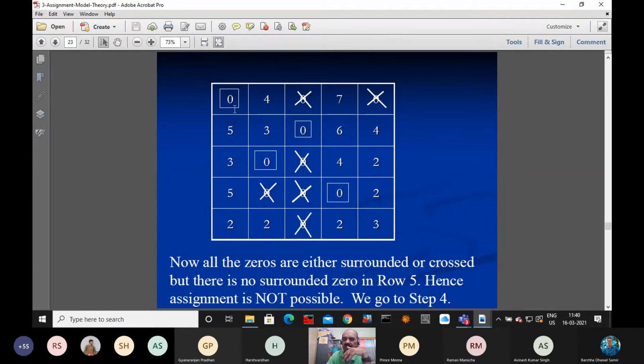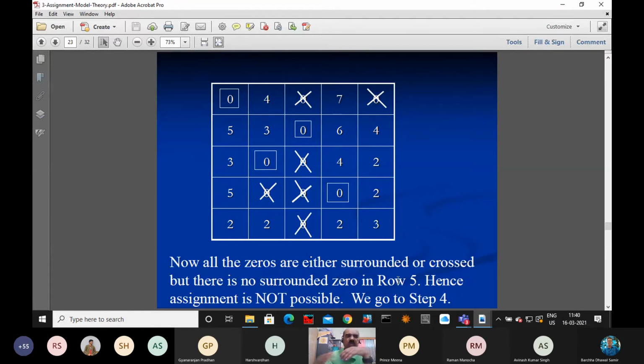First row we have assigned, second row assigned, third row assigned, fourth row assigned, and fifth row there is no assignment. First column there is an assignment, second column, third column, fourth column have assignments, but fifth column and fifth row, there is no assignment. So this cannot be an optimal solution.